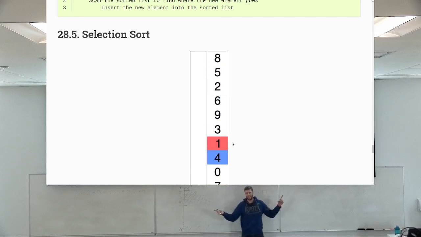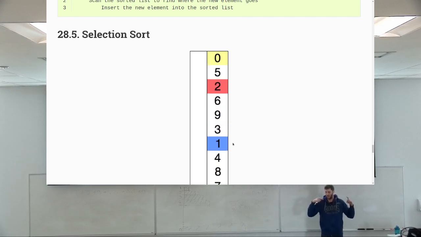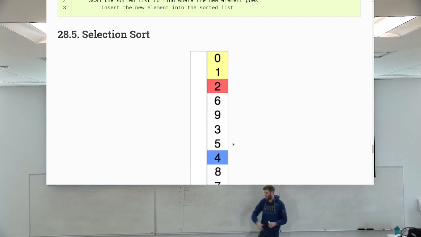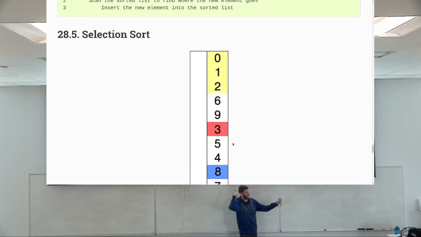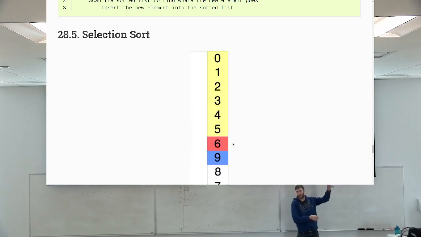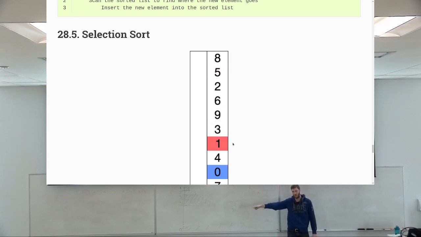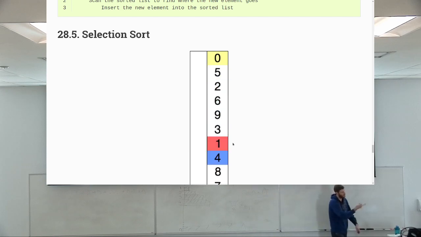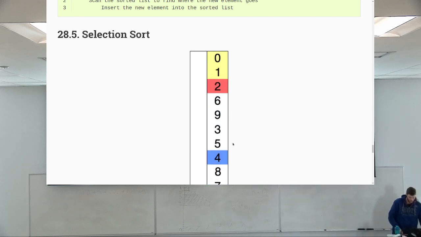You can kind of see how this is very related to insertion sort. Insertion sort took an arbitrary element and scanned the list to find where it belongs. Selection sort goes through the unsorted list and selects the smallest, and then we don't need to find where it belongs, we know exactly where it goes. So it's kind of like a flip, but we'll talk about this on Tuesday.